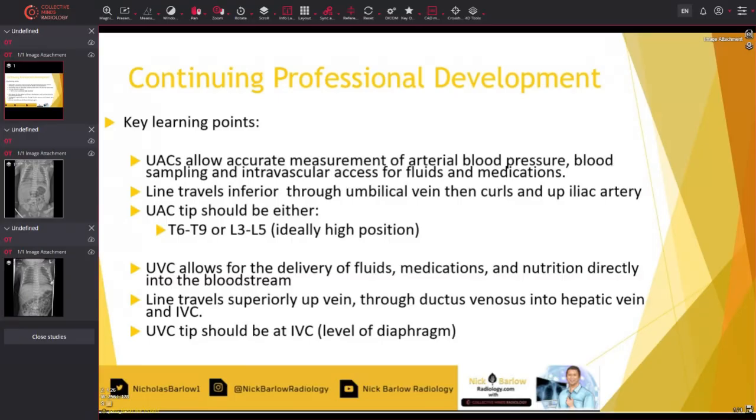The UVC, the umbilical venous catheters, are for delivery of your fluids, medications, and nutrition. The line travels in a cranial direction up the vein, through the ductus venosus, into the left hepatic vein, and into the IVC. The tip should be at the junction between the IVC and right atrium at the level of the diaphragm.